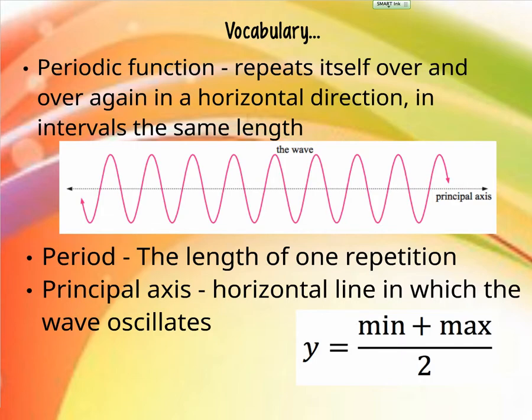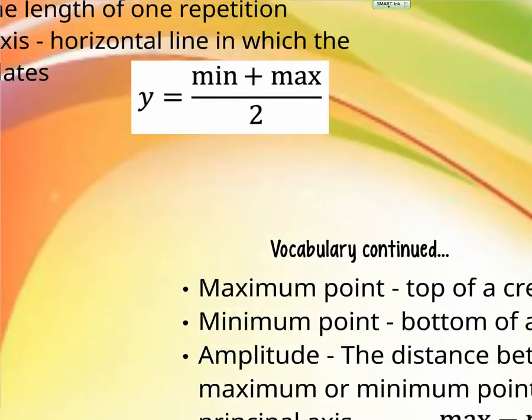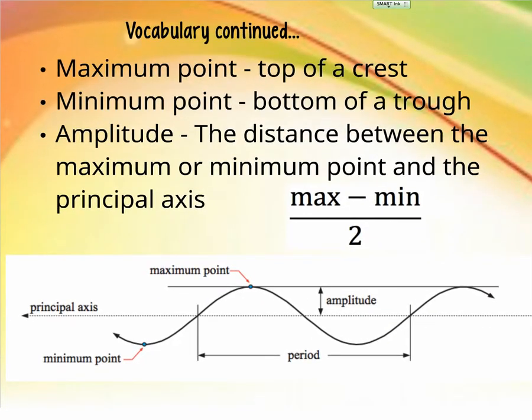All right, so more vocab, and you already heard me use some of these words. Our maximum point's the top of a crest. So the top part is the maximum. The minimum point is the bottom of a trough. We're using some wave terminology here. So we can see we've got the maximum and the minimum on our diagram.